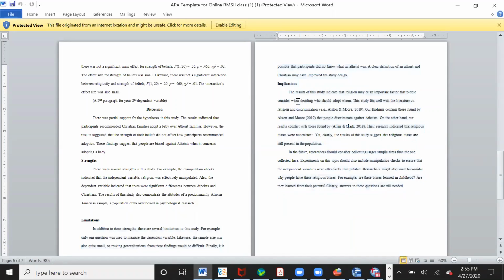Under implications, you're going to do a paragraph where you think about how your results fit with the stuff that you read and reported in your introduction section. And then your final paragraph will be what you would do in the future for the study. How would you make it better? What questions should be asked?